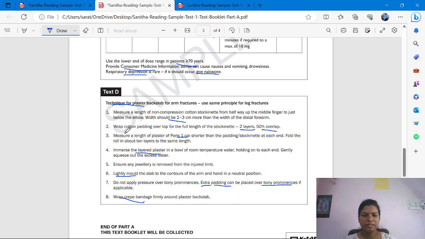Measure length and non-compression, length of the stockinette, temperature, water, folding, light molding, do not apply pressure, bony prominences, wrap crepe bandage firmly around plaster back slab. See, here they are saying the measurement, wrap cotton padding over the top for the full length of the stockinette with 50% overlap. After that, they are applying the plaster of Paris, immersing the plaster in room temperature water, squeezing gently and applying. So they are saying some techniques, and as the last step, apply crepe bandage firmly around the plaster back slab. What is the answer? Crepe bandage.